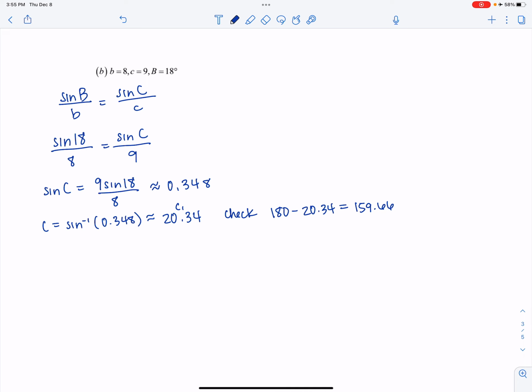Now, if that is angle C, and we have angle B of 18, that's still less than 180. So this 159.66 is our second value. So this one has two triangles that we have to solve.